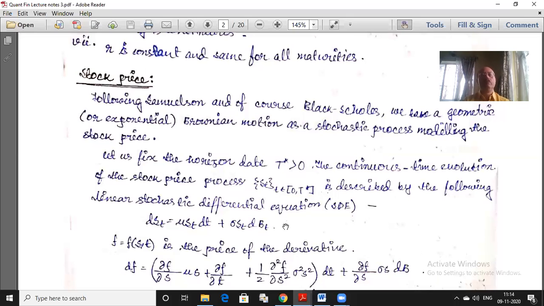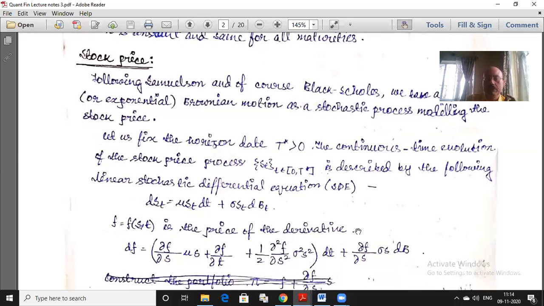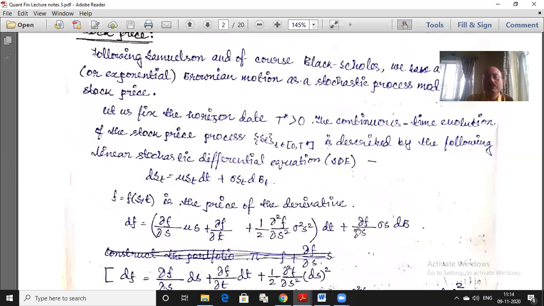So we consider our stock price process over some finite time interval, 0 to say capital T star. But as we are going to be really interested in small time intervals, that finite interval is not going to play a role all the time. So we are actually going to look at changes over small intervals of time. So this is my generating equation. It's a linear SDE of this form.